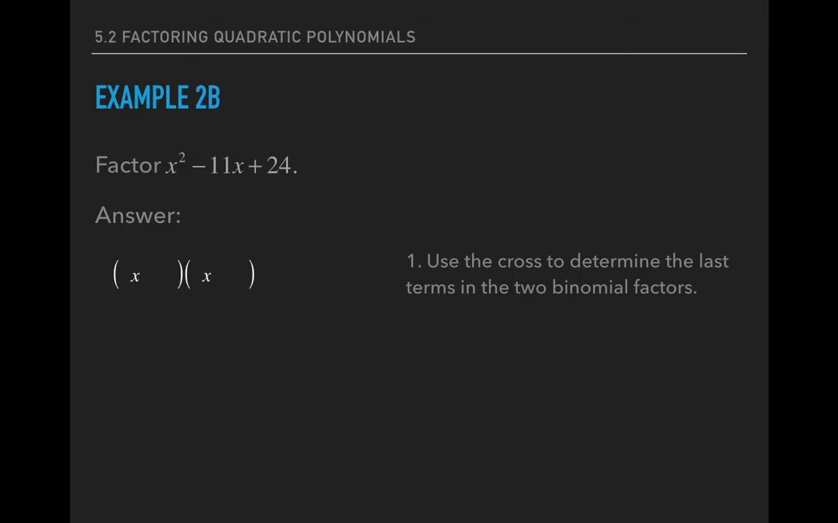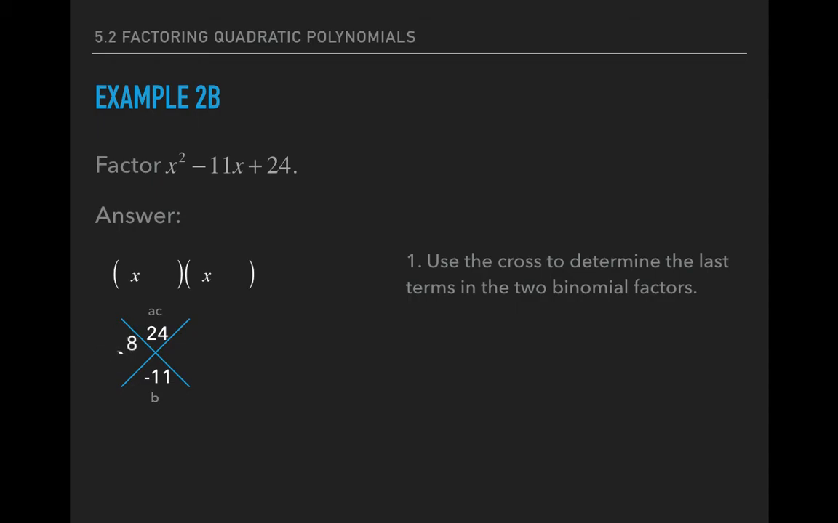And it's going to be x plus or minus something and x plus or minus something. And we're going to use our cross to kind of help us figure that out. Our b value is -11, and a times c would be 24. So what is going to multiply to give us 24, but add to give us -11?